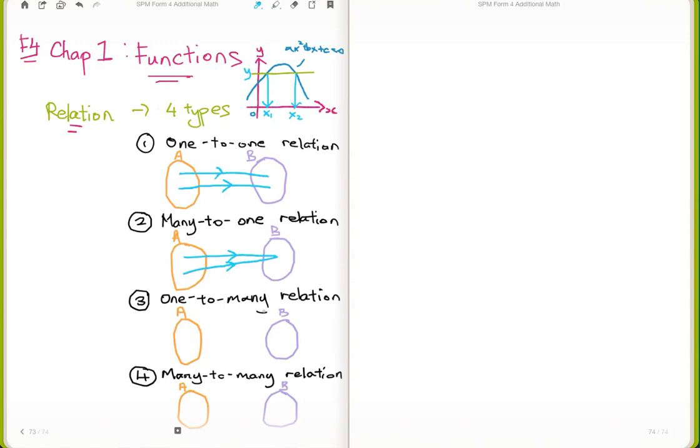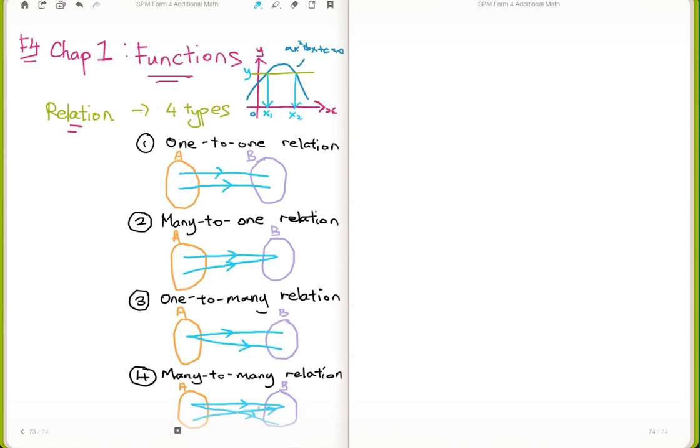One to many relation, however, is where one number gets mapped to two and above. This is one to many. Whereas many to many would be many here to here, where at the same time you get another number being mapped to the same number. This is what it means by many to many. These are the four relationships available.